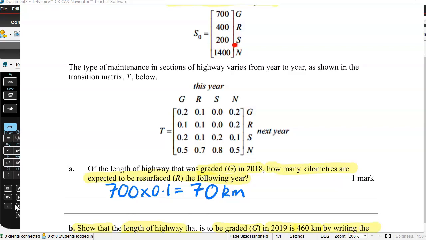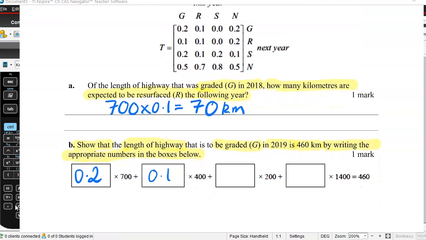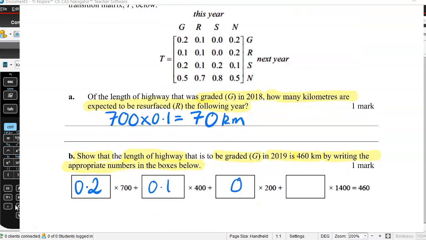200 kilometres were sealed, and of them, none, or 0%, are going to be graded. So I put 0. And there were 1,400 kilometres that had no maintenance, and of those, 20% or 0.2 are going to be graded next year. Okay, so that is the correct answer.